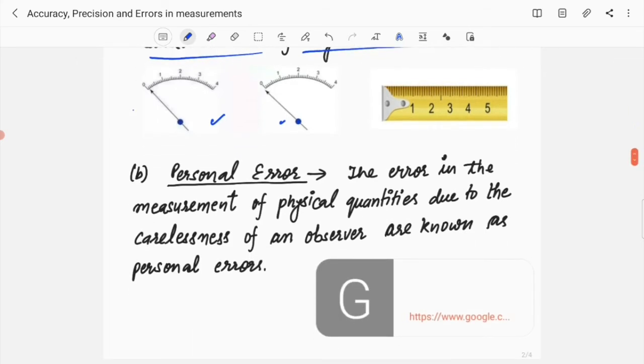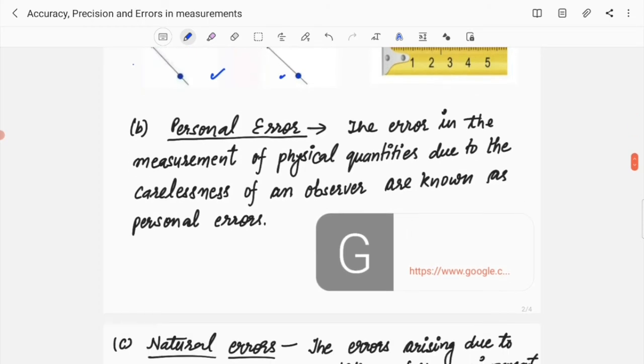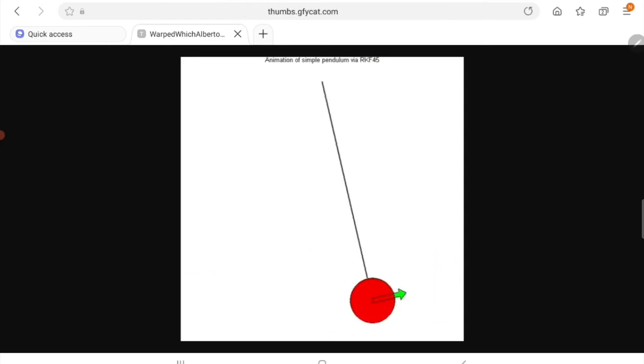Now come to the personal error. Personal errors, due to the carelessness of an observer, are known as personal errors. If the observer shows some carelessness and does not perform the experiment properly, then these types of errors will arise. For example, I have taken a pendulum here. This is the motion of a pendulum. The pendulum is going to the right side, then the left side, right and left, in this way.